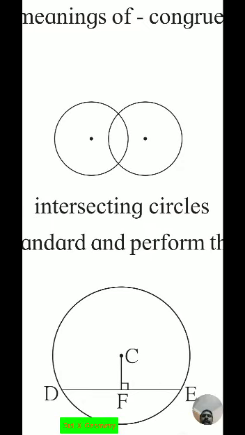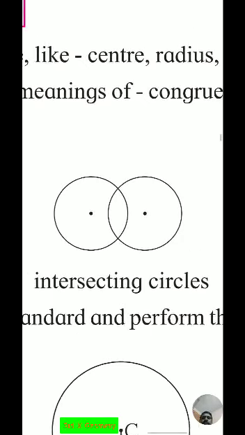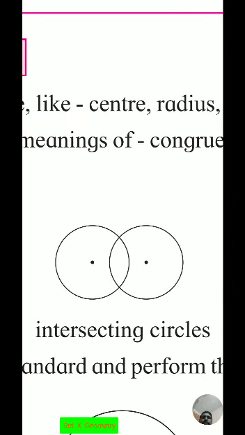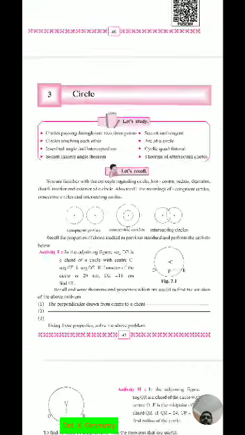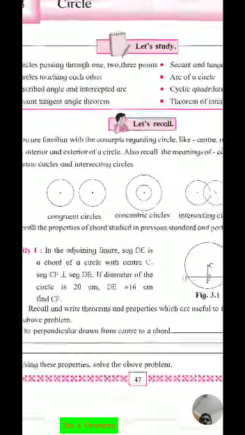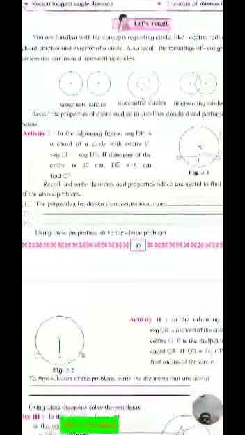And the third diagram, we can see, is the intersecting circles. The circles with different centers are intersecting each other in 2 points, and these are the intersecting circles. This is the part of some recall about the circles. Then we will see the first activity which belongs to the circle.